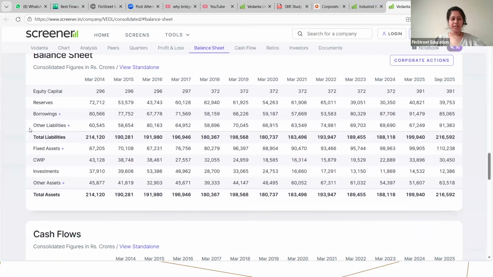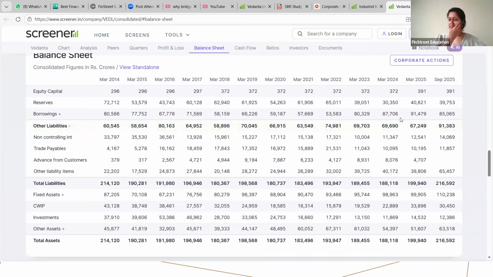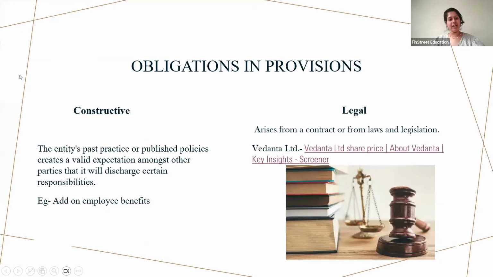Okay. Allow me to take you to the balance sheet. We see other liabilities, yes. So as I said, the court case verdict came in February to March 2025. And after that, between the March 25 and the September quarter, if we look at the other liability items, they have jumped from 39,000 to 65,000. The notes to accounts give an explanation that there's a significant rise because of the court case provision that they had to make. Okay. So in case of Vedanta, this was the clear legal obligation that we can see.